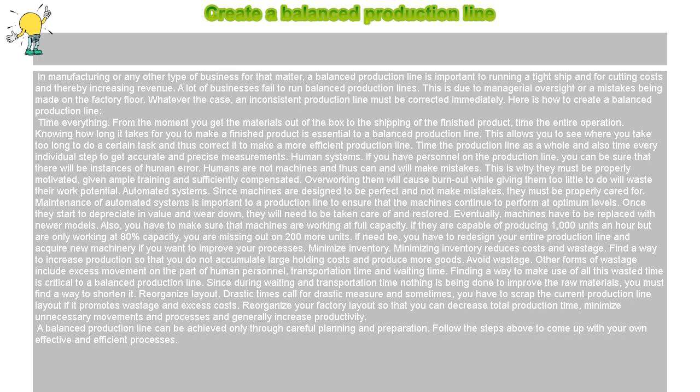Also, you have to make sure that machines are working at full capacity. If they are capable of producing 1,000 units an hour but are only working at 80% capacity, you are missing out on 200 more units. If need be, you have to redesign your entire production line and acquire new machinery if you want to improve your processes.